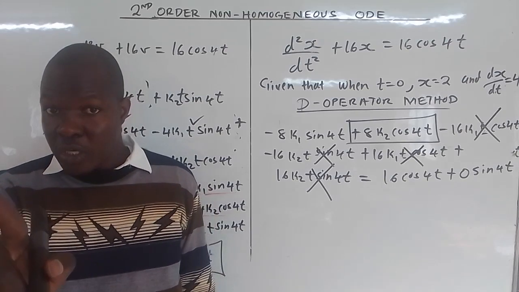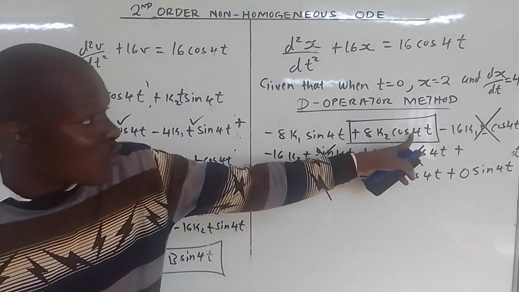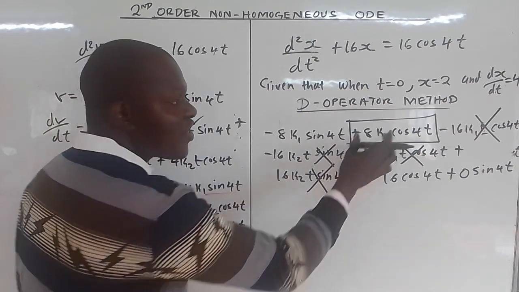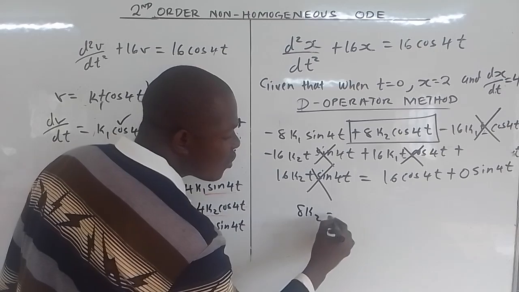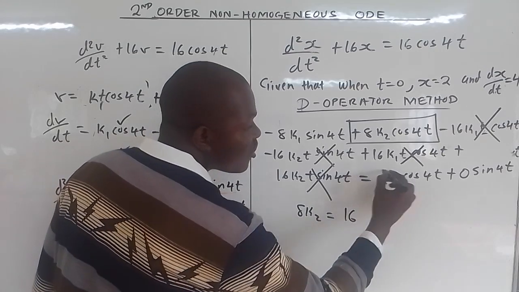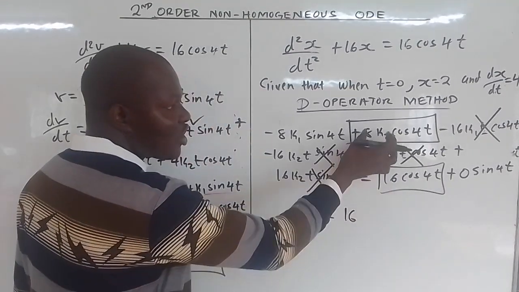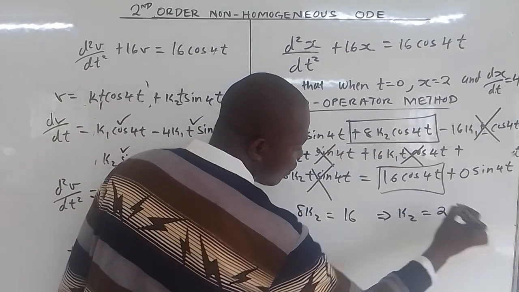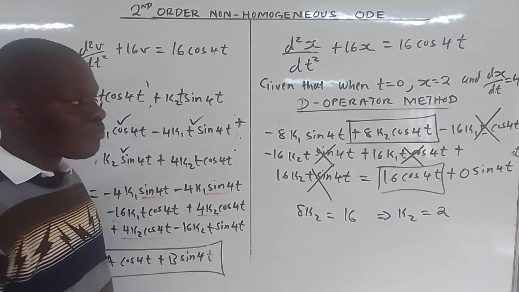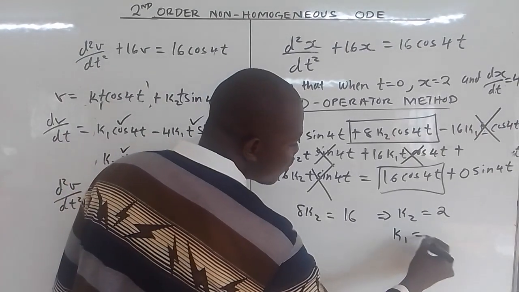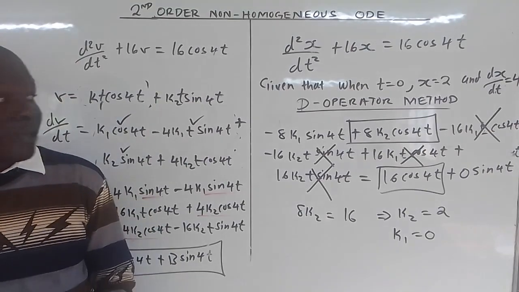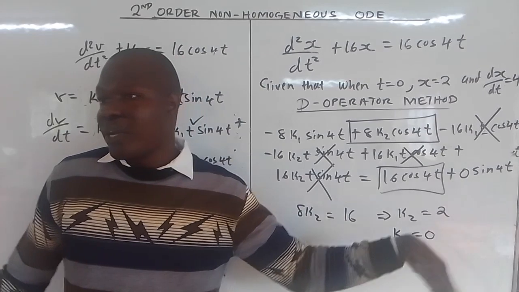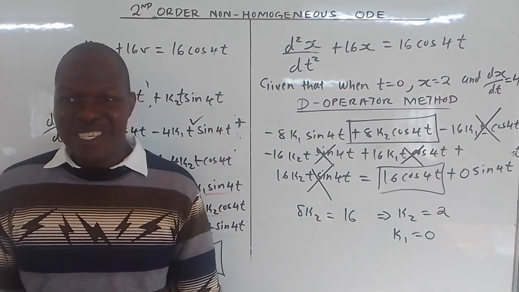Is that understood? Yes. So here, 8k2 cos 40, you compare with 16 cos 40, you compare the coefficient, isn't it? So it means this coefficient 8k2 is equals to the coefficient here which is 16. So what does that imply? k2 is 2. Then what is k1? k1 is automatically 0, because you are comparing the coefficient of sine. Negative 8k1 is equals to 0, meaning k1 will be 0. 0 divided by anything is 0, isn't it?